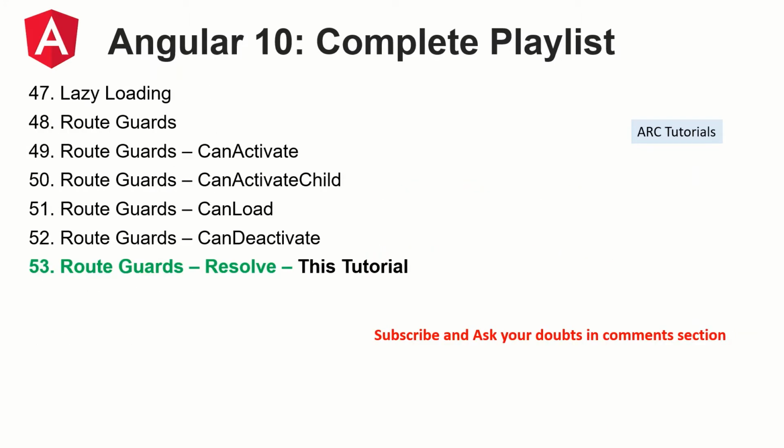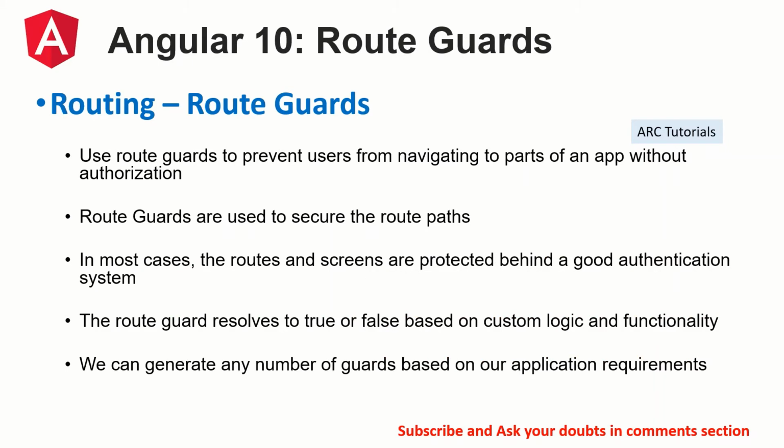Alright, so we have reached the 53rd episode today, and today we are learning about route guards resolve. A quick note on route guards. What are route guards? Route guards are used to secure the route paths. Route guards will help us prevent users from navigating to certain parts of an application without proper authorization. Route guards will always return us a true or a false. True means the user can access the route, false means they cannot access.